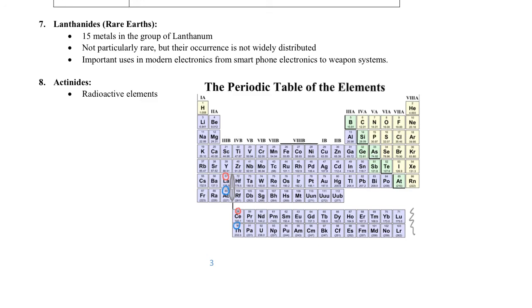In the next lesson, we're going to learn more about how it's organized. We're going to learn, for example, the difference between metals, nonmetals, and metalloids, and then we're going to start learning how do we actually name compounds that are built from these elements.